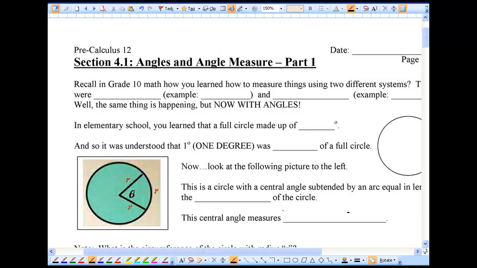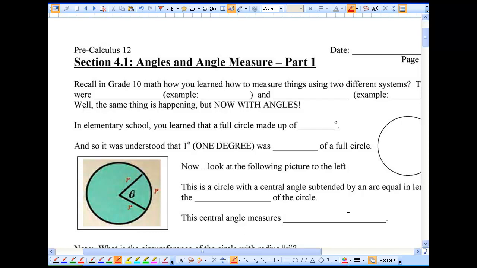kind of stuff. Today we're going to show you how we can look at angles and angle measures in a different way, one that you've never seen before, and that's why it might be a little bit weird, but I hope to explain this well to you so that you can understand this quite easily.